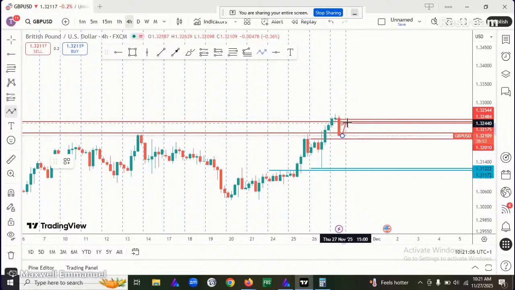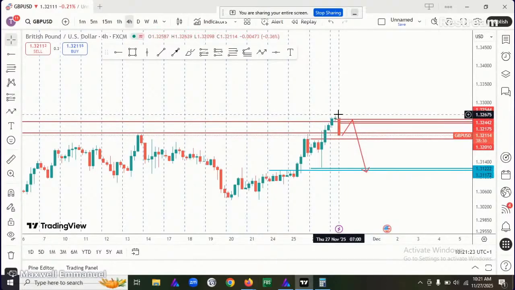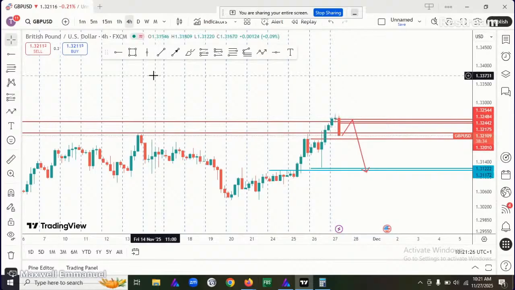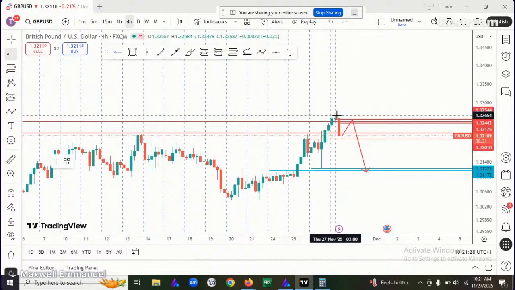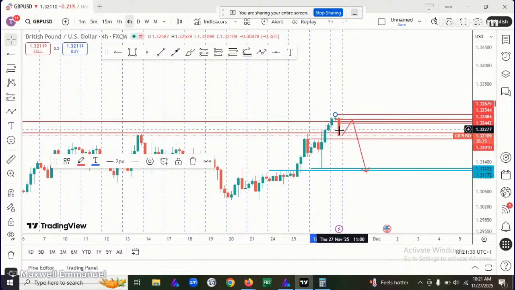So wait for price to pull back to this zone, and then this should be your target. If you are selling from this zone, your stop loss should be a few pips, let's say 10 pips above this area. And once the market moves in your direction and closes below the daily average value, you can adjust your stop loss to maybe 20 pips above the daily average value.